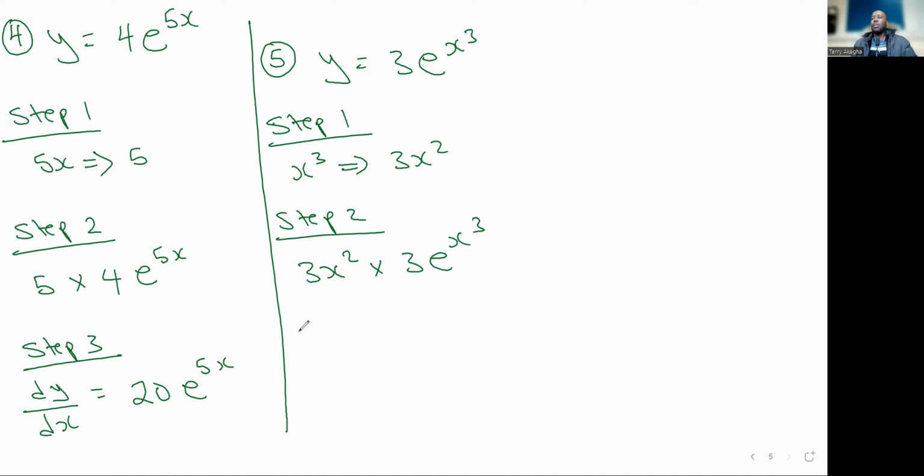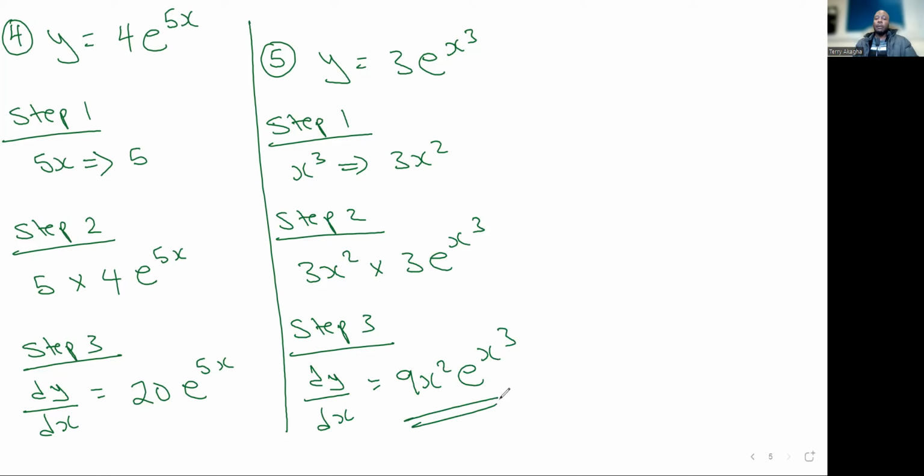x cubed. And step 3 will give you 3 times 3, the dy over dx. Will give you 3 times 3 will give you what? 9x squared e^(x cubed). And that'll be the answer for that. All right. Okay, and that'll be that.